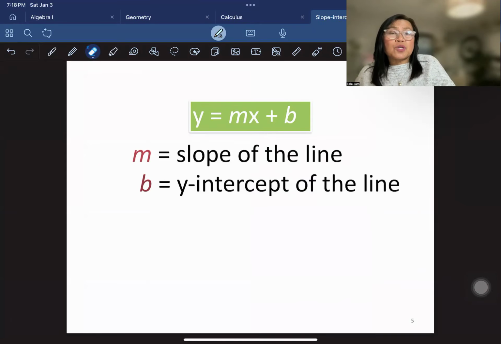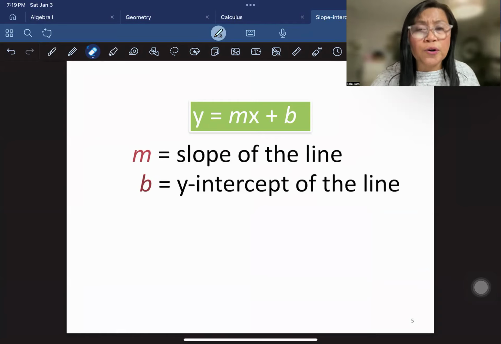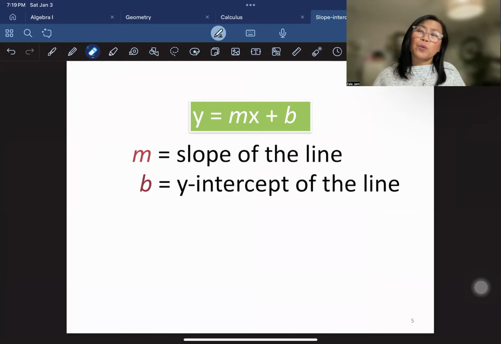I will introduce to you this equation y equals mx plus b, where m is the slope of the line and b is the y-intercept of the line. This form helps us quickly see how a quantity changes and where it begins. The value m tells us the rate of change, or the slope, while b shows the starting value, which is called the y-intercept. So with this form, we can easily graph and interpret real life situations.